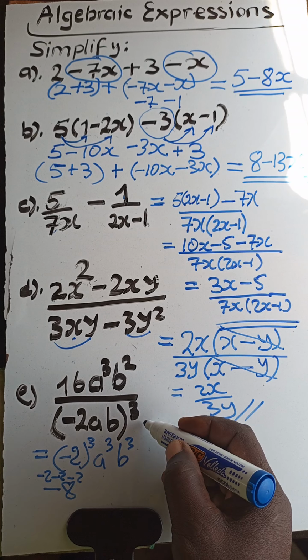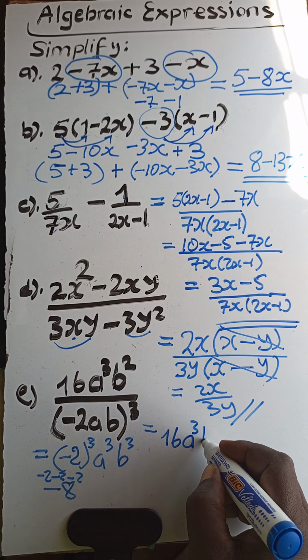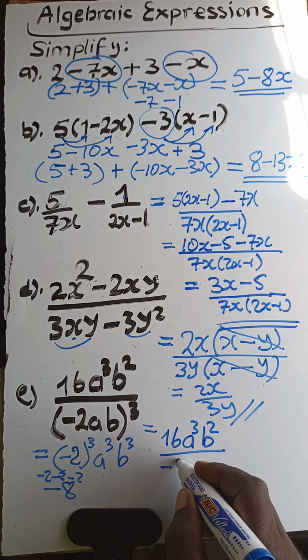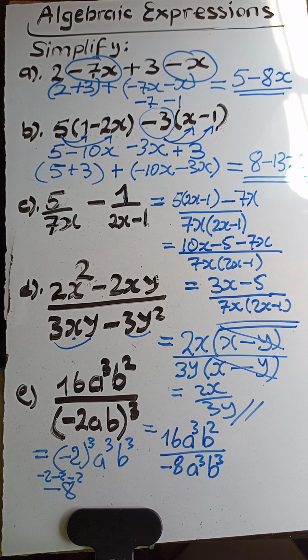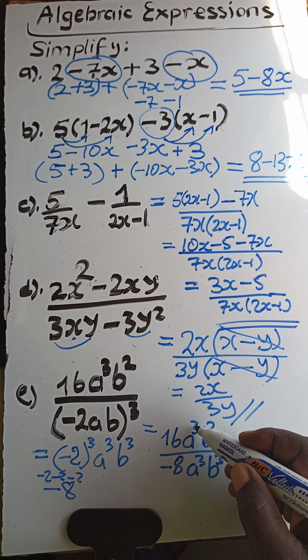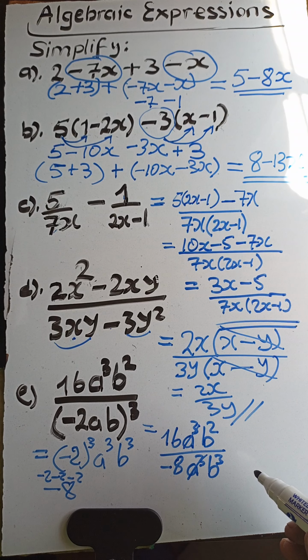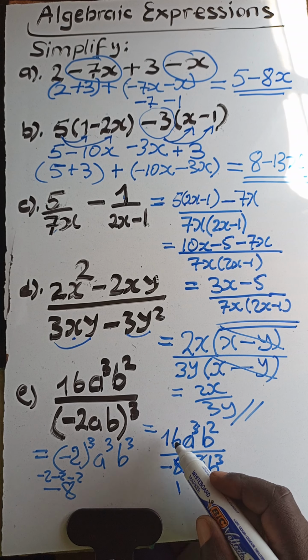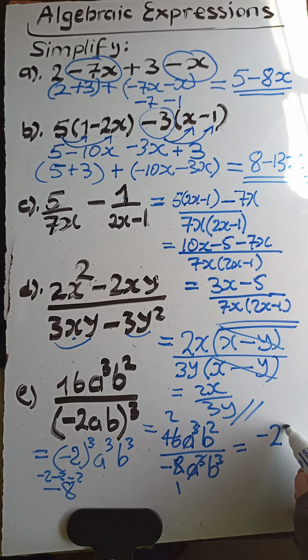So all of this expression now in a simplified form will be 16a cubed b squared all over negative 8a cubed b cubed. Now, we can see that a cubed is found at the numerator and a cubed at the denominator. So they can just cancel out. Now we have 8 here 1, 8 there 2. This negative will go up to give us negative 2b squared all over b cubed.